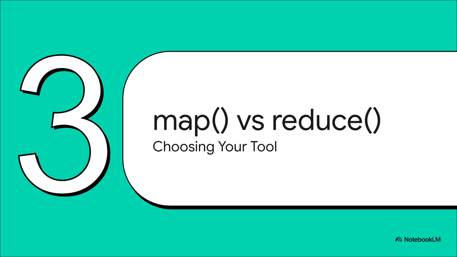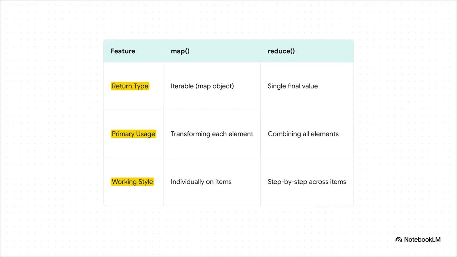Okay, so now we've got our two amazing tools, the transformer, map, and the combiner, reduce. The real trick, the real skill, is knowing when to pull which one out of the toolbox. So let's put them side by side and really break it down. This comparison really makes it all crystal clear, doesn't it? Just look at the return type. With map, you get back another collection of items, the same number you started with. But with reduce, everything gets collapsed down into just one single value.